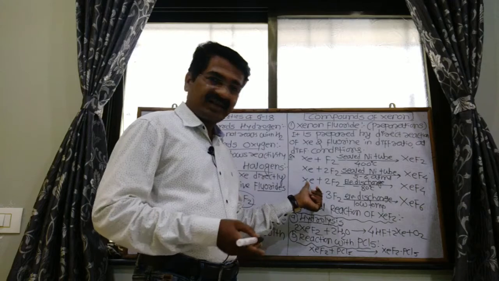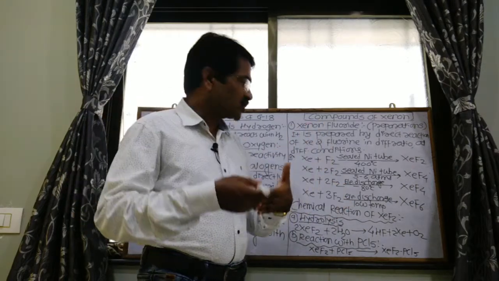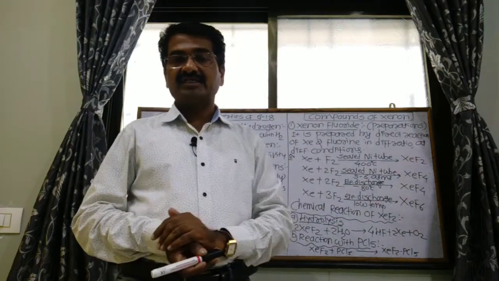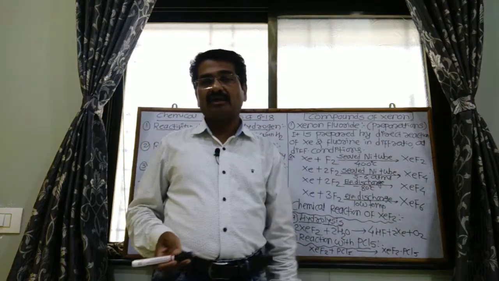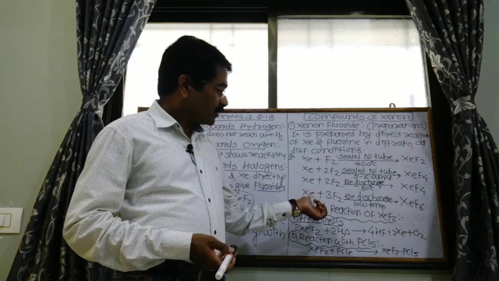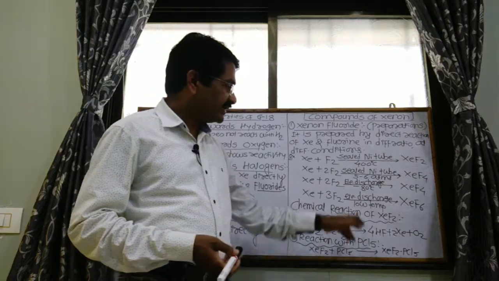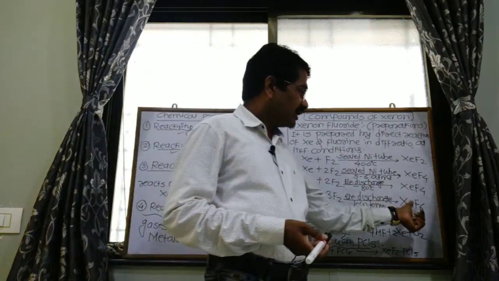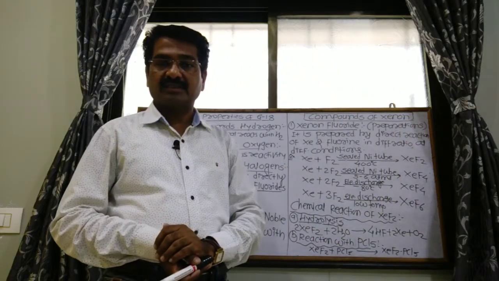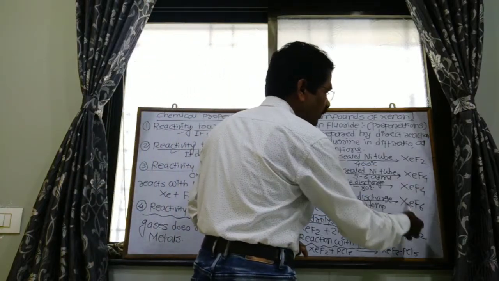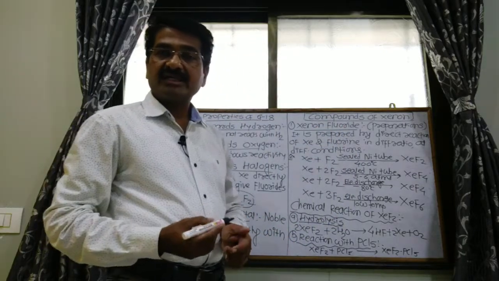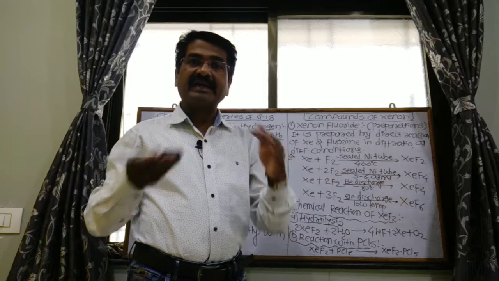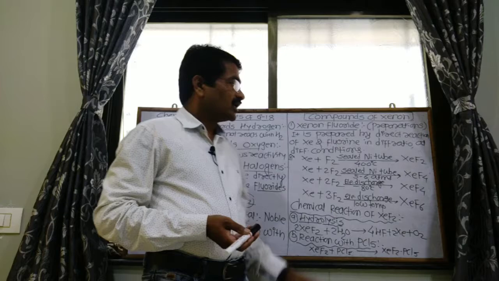Next, 1 mole of xenon and 2 moles of fluorine can react with each other in electrical discharge at minus 80 degrees Celsius, a very low temperature, to form xenon tetrafluoride. Last, 1 mole of xenon and 3 moles of fluorine react with each other in electrical discharge at a low temperature, then it forms xenon hexafluoride. So all these fluorides of xenon form when xenon and fluorine react at different ratios and different conditions. So these are the preparation methods.